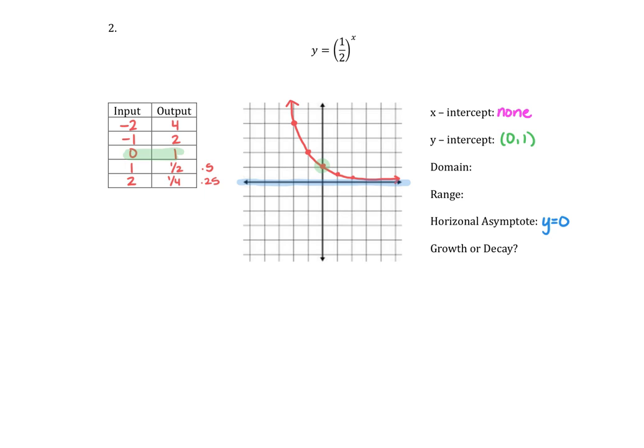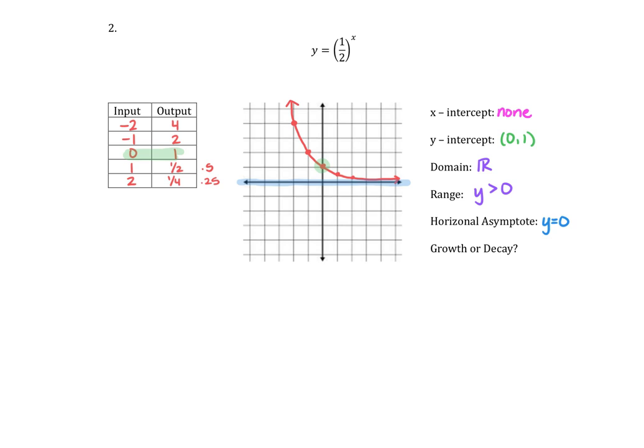Again, this graph is continuing to the left forever and to the right forever, so that makes the domain all real numbers. And my range, again, you can see my graph is above that horizontal asymptote, so that means my y values have to all be greater than 0. Now, again, it will not be equal to 0 because it will never actually hit that x-axis.